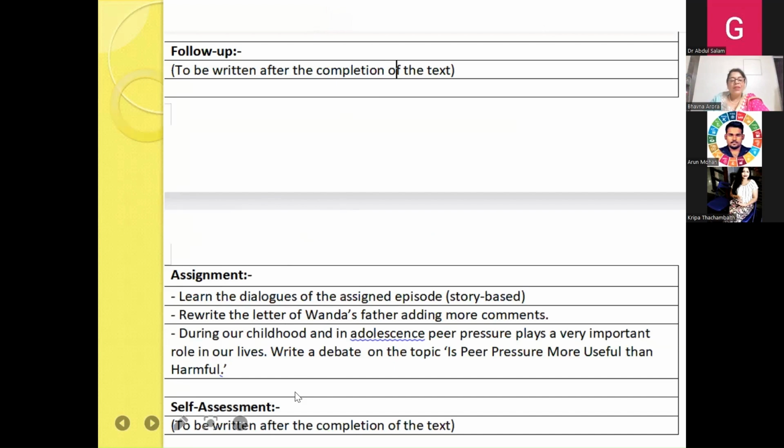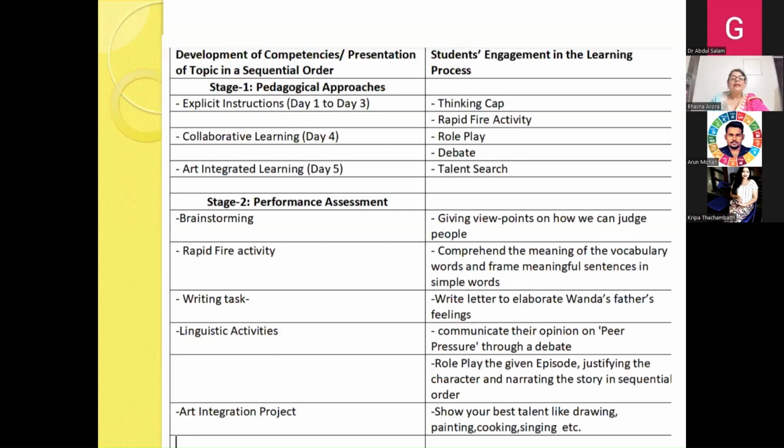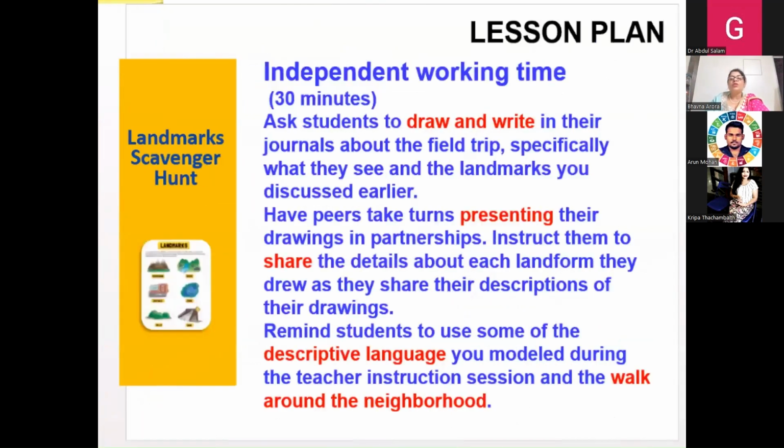And then at last, you need to mention the self-assessment, to be written after the completion of the text. That's important. So that's how an instruction plan is to be prepared. And you see on the other side, what is the development of competencies? See, stage one, you need to mention pedagogical approaches and how students are going to be engaged in which activities. And stage two, performance assessment, which talks about brainstorming and the activities. And on the right-hand side, you talk about what children are going to do. So that's how the lesson is to be prepared.